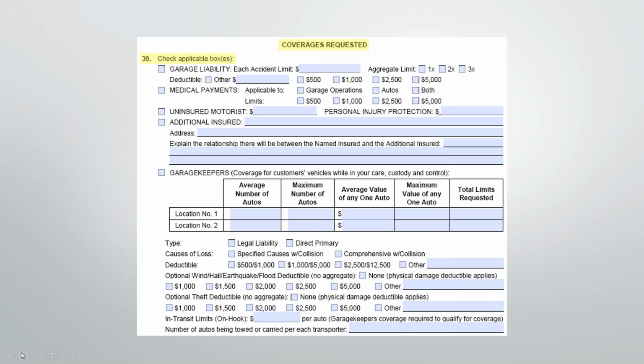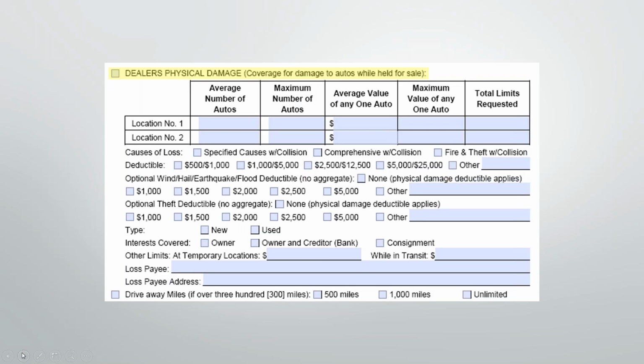Got it. A quick question for you, Teresa. Sure. On the average value of any one auto, is that resale or is that new? It is going to be resale, so it's going to be the actual cash value, the ACV. Okay, got it. I just wanted to check, because sometimes people get confused by that. Okay. Anything else on this page? No, but please chime in with your questions if you have any.